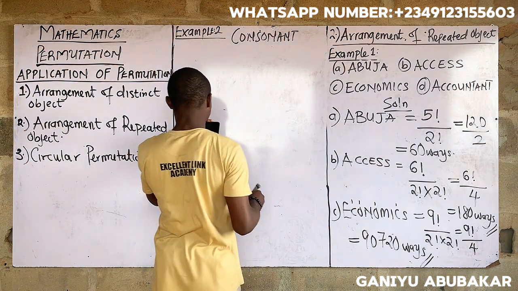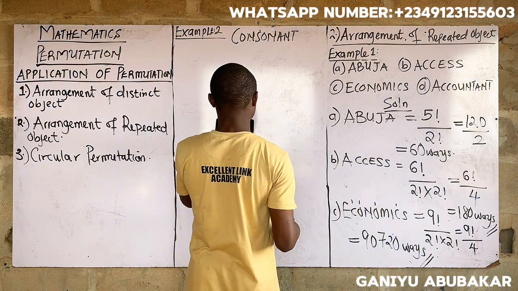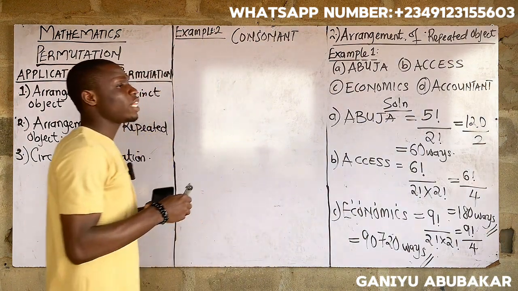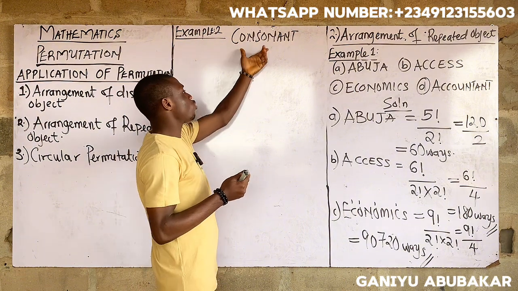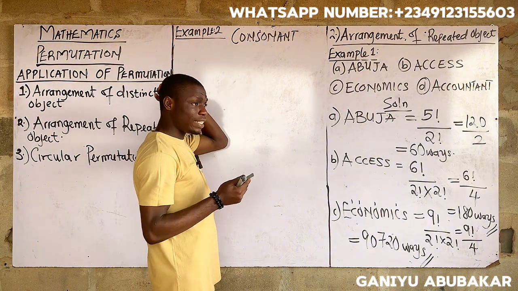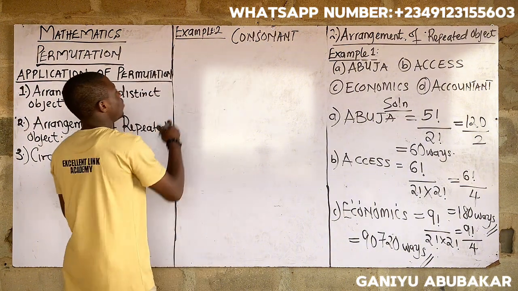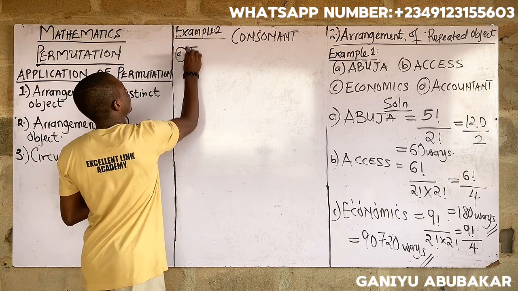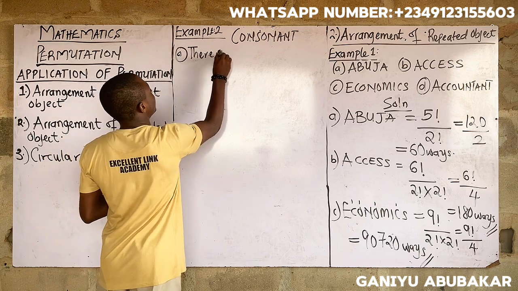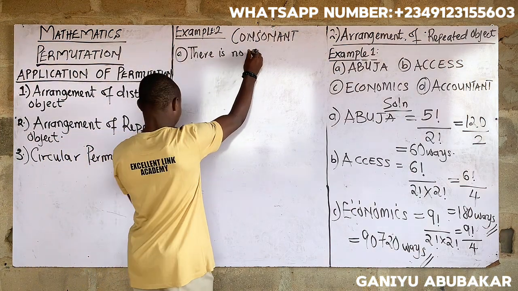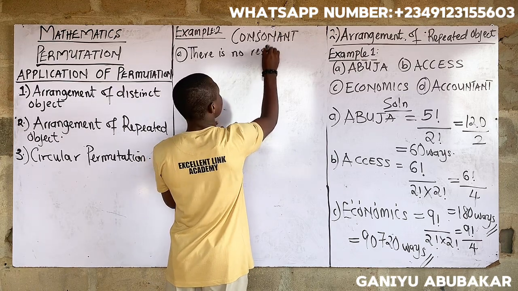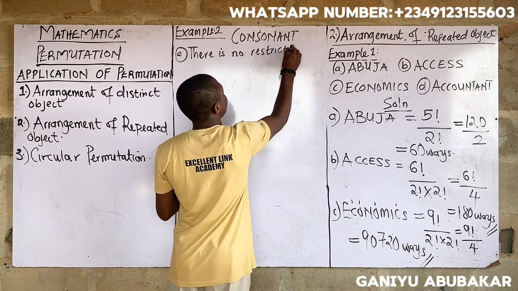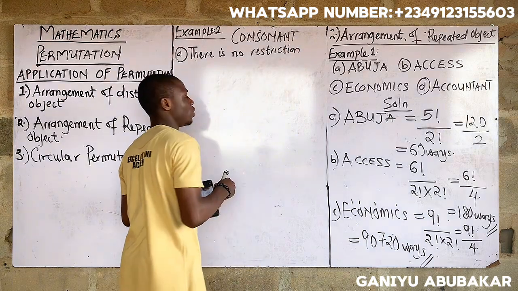The major word there is consonant, right? So they're telling us, in how many ways can the word consonant be arranged, so that for question A, there is no restriction.